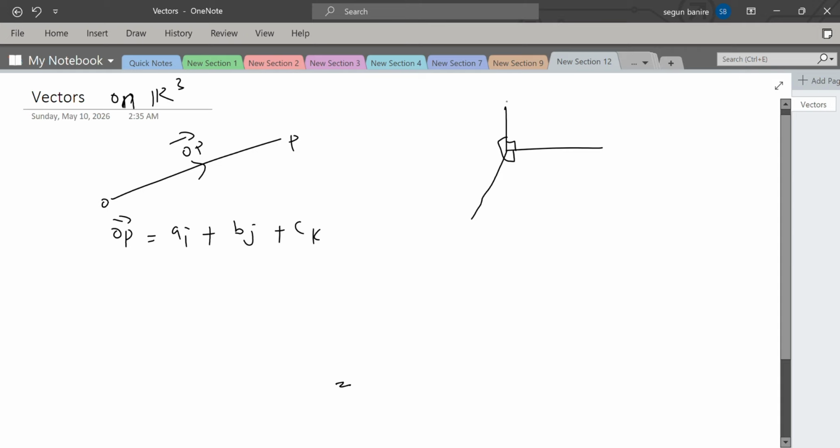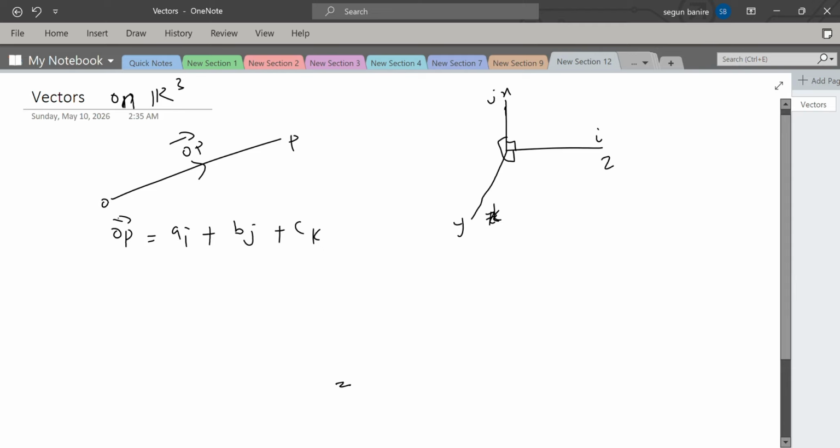So this is your x, y and z axes. This is where the i is, this is where the j is, and this is where the k is. The i is representing the x-axis, the j is representing the y-axis, and the k is representing the z-axis. That is why we have all this, it is used to show their direction. So these are vectors.